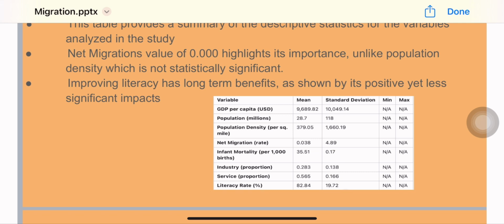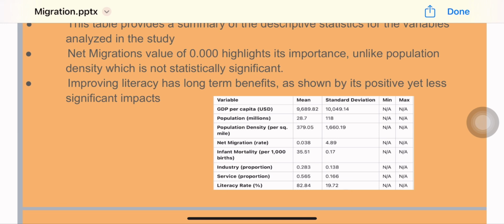So the first, GDP per capita. The average GDP per capita across the data set is $9,689.2. But there is significant variability as indicated by a high standard deviation of $10,049.14. And we're going to just add some highlights in this table to go through a little bit. And the second is the population. The mean population is 28.7 million with a wide range reflecting diverse country sizes in the data set.